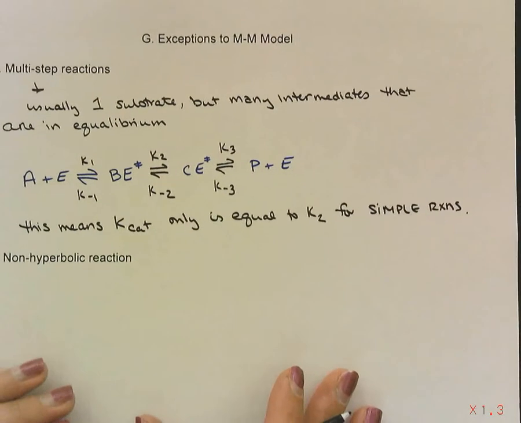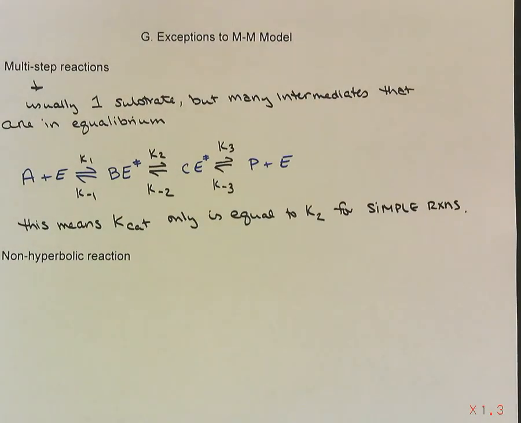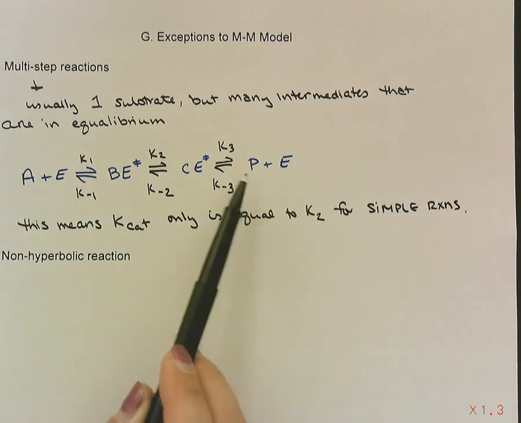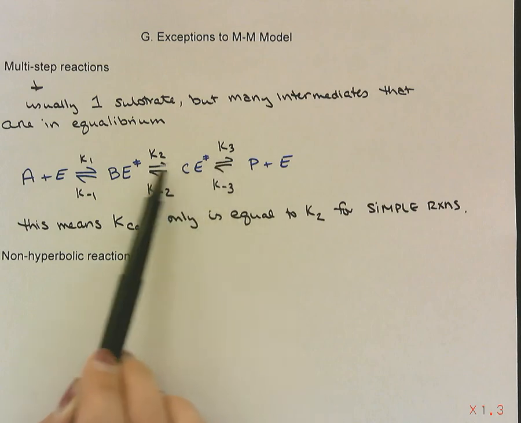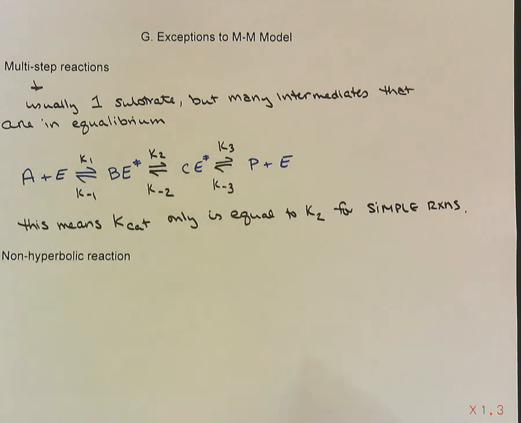So what this means for our exceptions is that Kcat is only equal to K2 in very simple reactions. Kcat is still the catalytic turnover number. It still tells you how fast it turns over. But in cases like this, Kcat is not just equal to K3. It's actually going to be a combination of rate constants that is beyond the scope of this discussion. Just know that Kcat doesn't always equal K2.